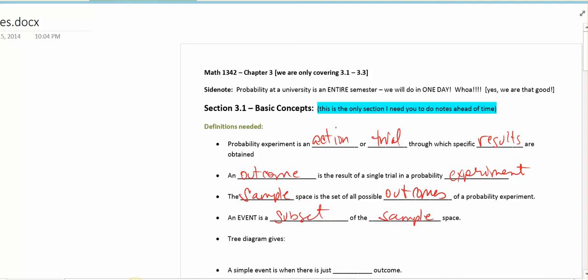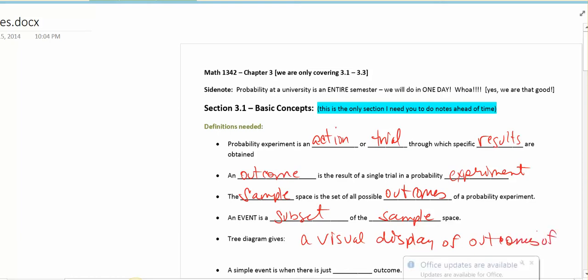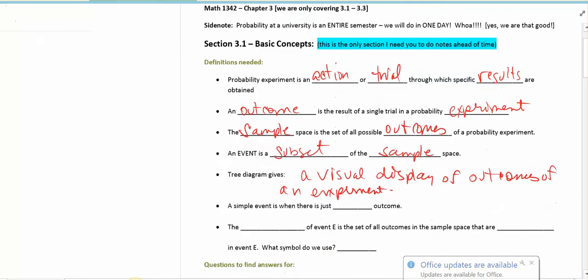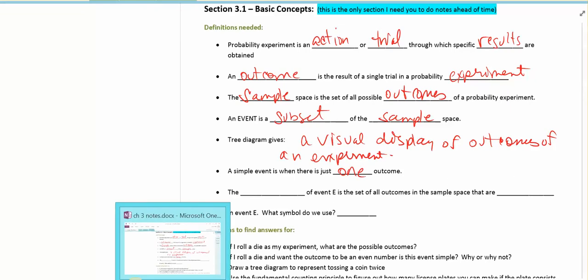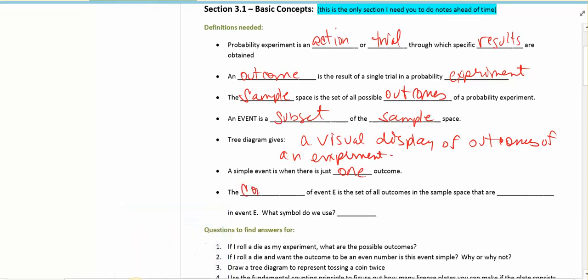A tree diagram is used to give a visual display of the outcomes of an experiment. And we'll look at one in a minute. A simple event is exactly that, simple. There's only one outcome.